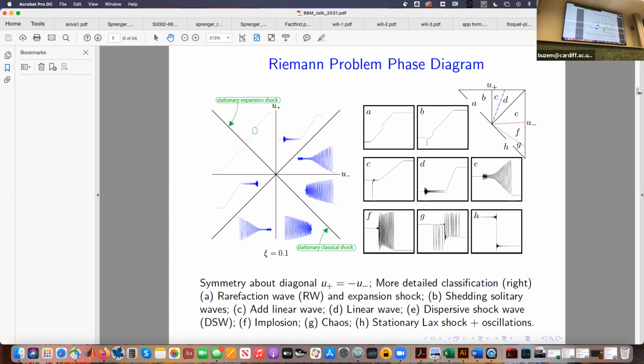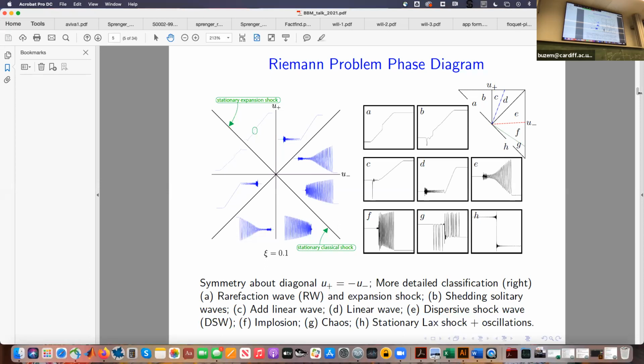How strongly does this diagram depend on the size, like this is size 0.1? If you get it as close to 0 as possible, everything just becomes more exaggerated. For instance, the expansion shock decays algebraically. It goes like 1/t in amplitude, and the coefficient of 1/t depends on xi. The boundaries of the different states: some of them depend on xi and others don't.